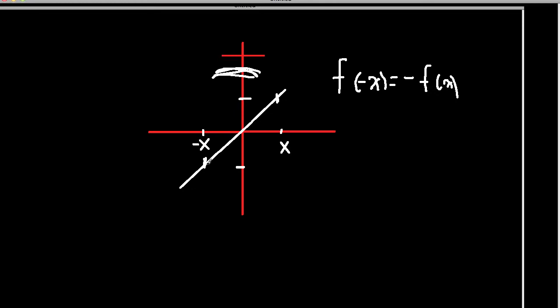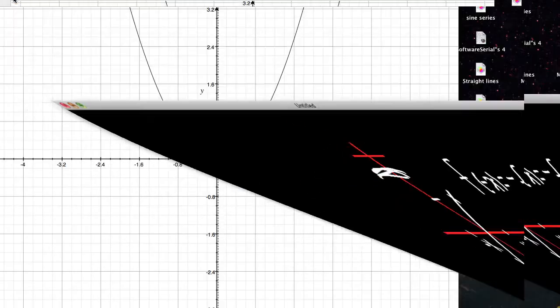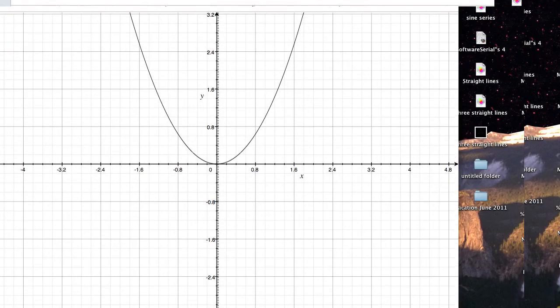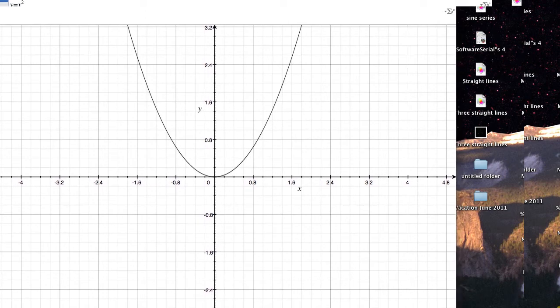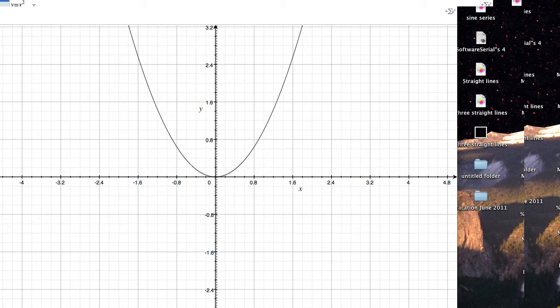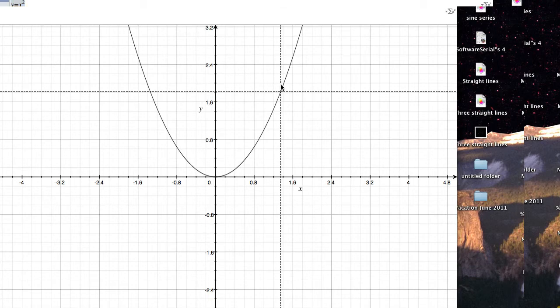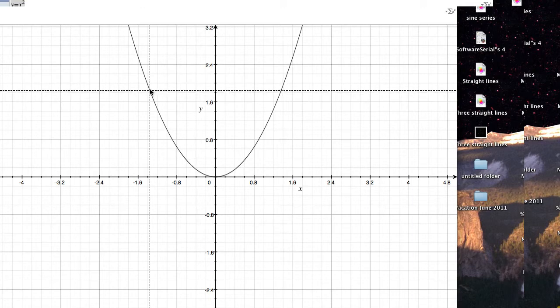Let's look at some examples of even and odd symmetry for functions. To do that, I want to look at our grapher here. The first function I look at here is y equal x squared. Here's the function up in this corner, y equal x squared. What we have on this side and what we have on this side are equal. We have a reflection, a mirror image, reflected across the y-axis. So that's an even function.